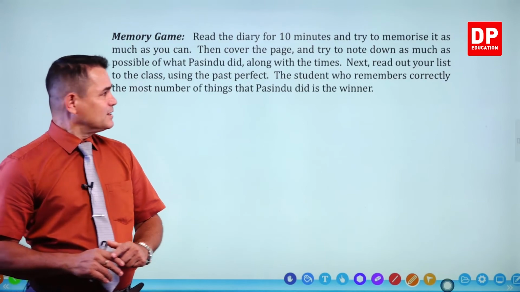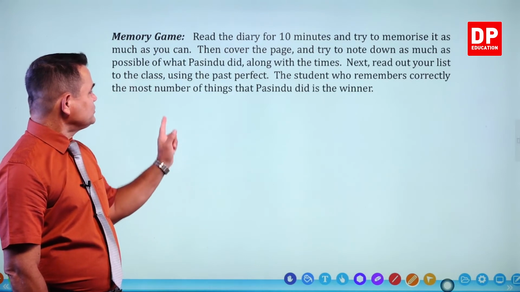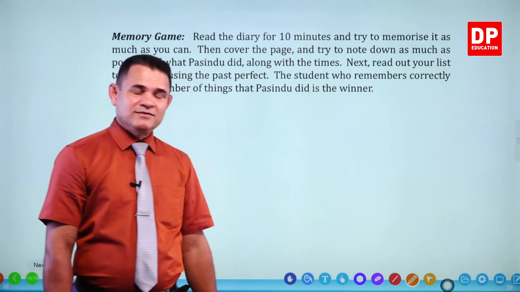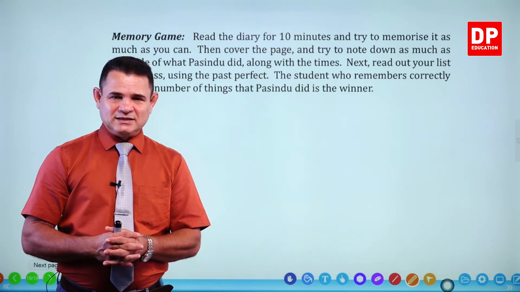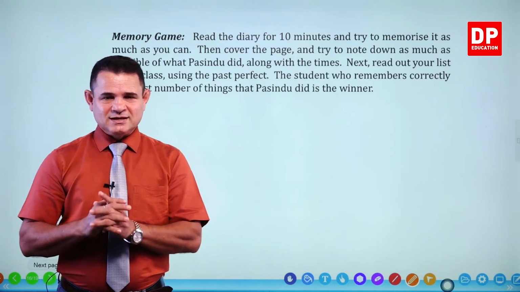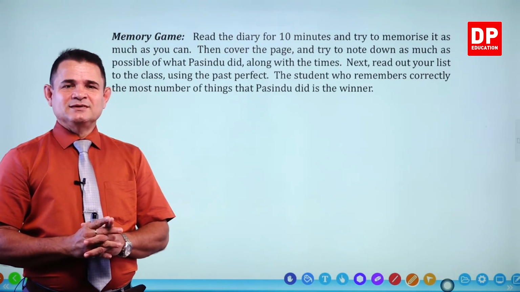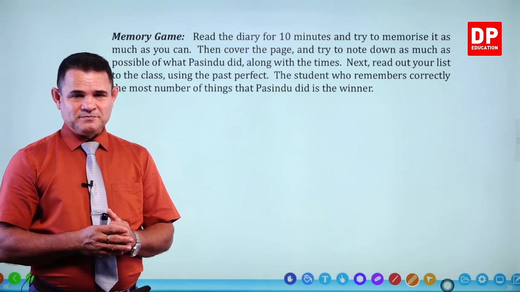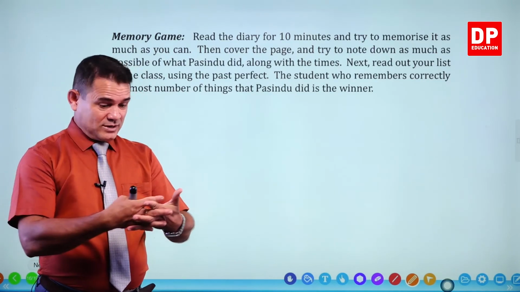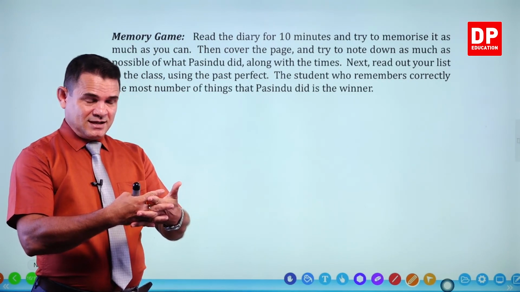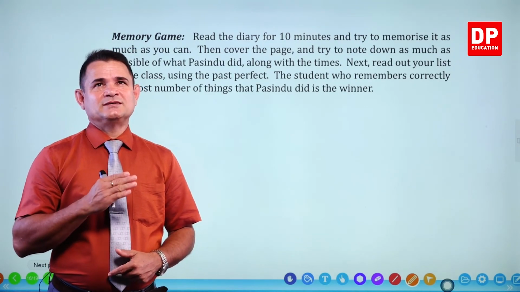කළා කියන. And the student who remembers correctly the most number of things that Pasindu did is the winner. කරපු දේවල් වලින් වැඩිම ගාණක් මතක තියාගත්ත කෙනා තමයි දිනුවා, right? You can play that game even with your friends in the class. You can do it even at home, gedara inadan unath karanna puluwa. Just look at the diary for a minute and try to remember and just try to speak about Pasindu.